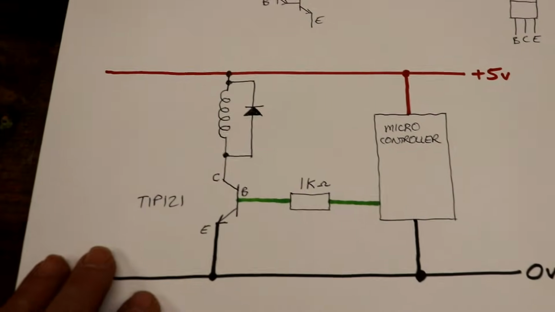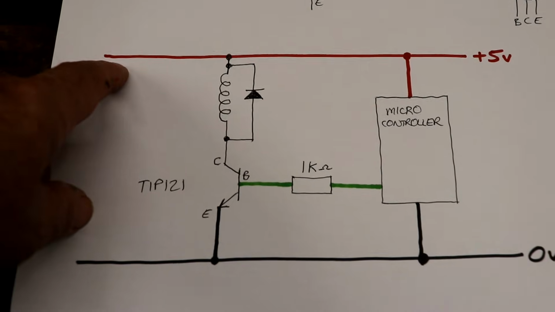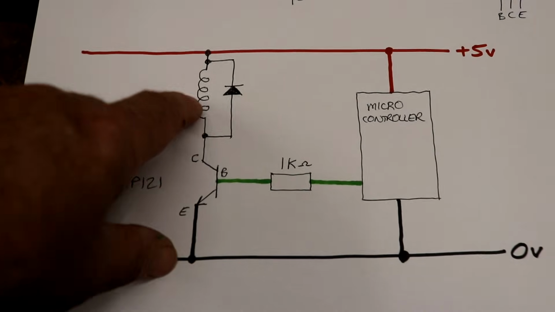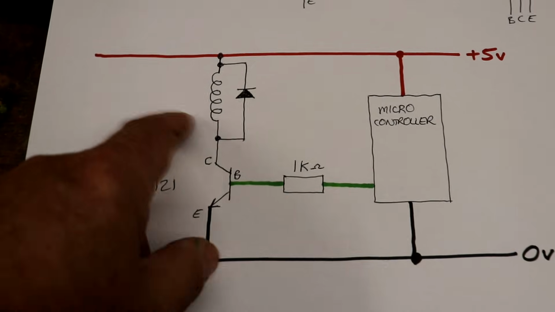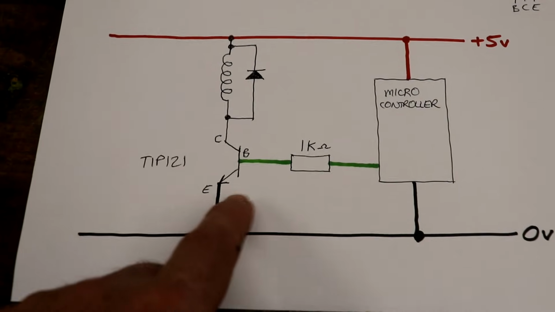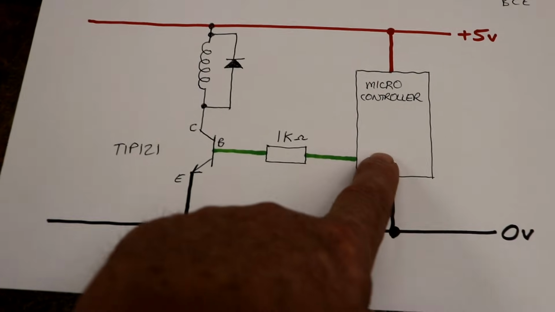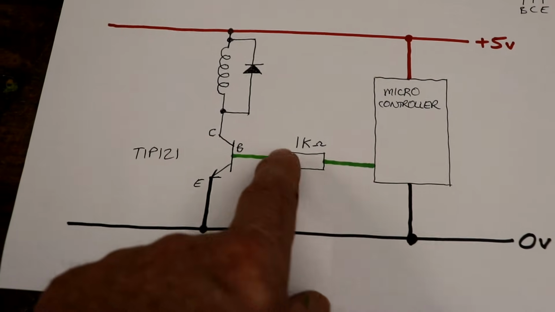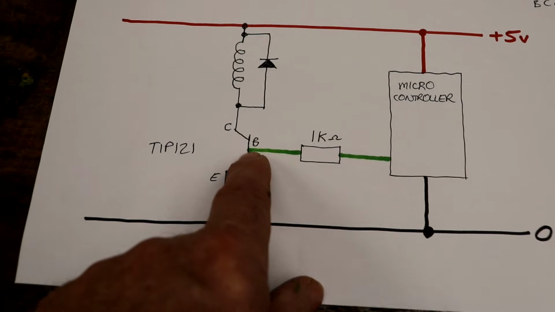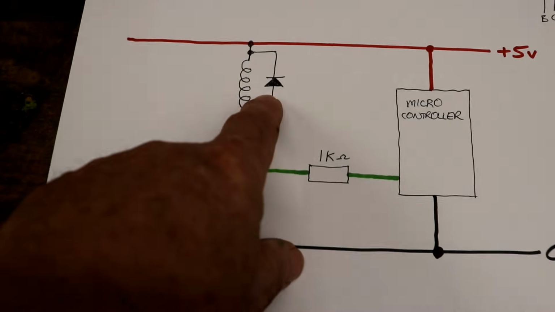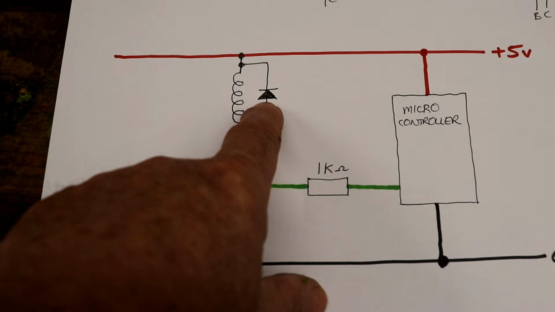And finally the solenoid: plus 5 volts from the power supply with enough current to supply half an amp to that solenoid, plus the other motors and things. The Darlington pair connected to ground, and again an output from the microcontroller through a 1k resistor into the base of the Darlington pair. Not forgetting the back EMF diode.